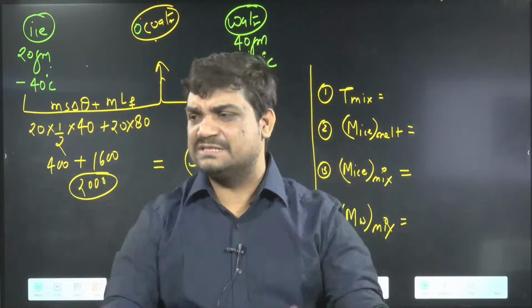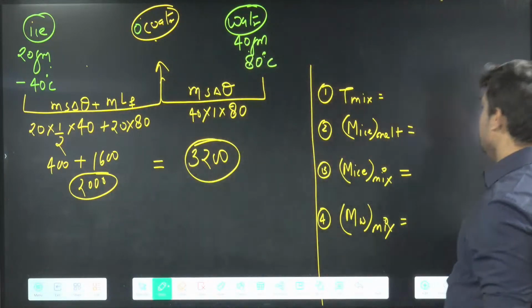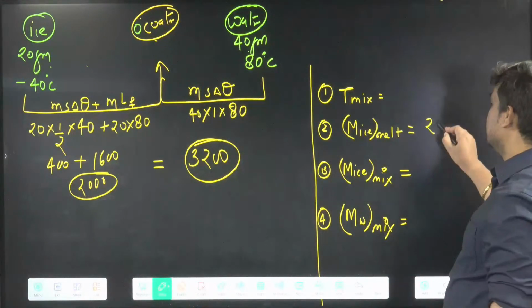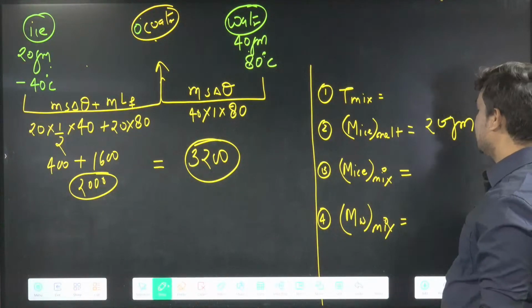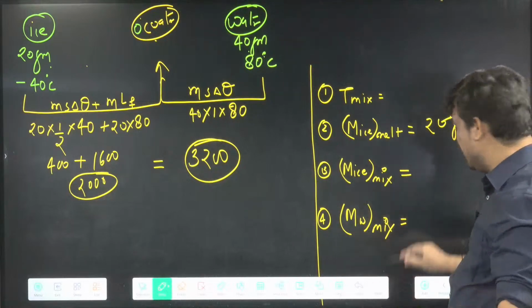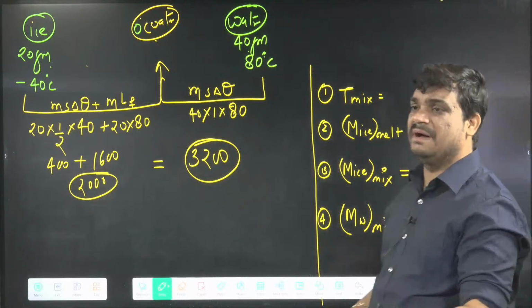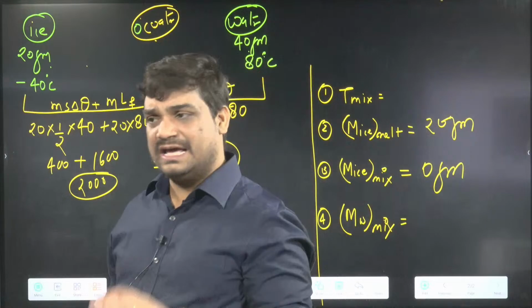In this case, full ice will melt. Okay. So now we can say here in this one, complete ice is going to melt. There is 20 gram ice that will melt, and we can say no ice will be left in the mixture. There is going to be 0 gram ice. Nothing is left in the mixture. Total ice will melt. Okay.